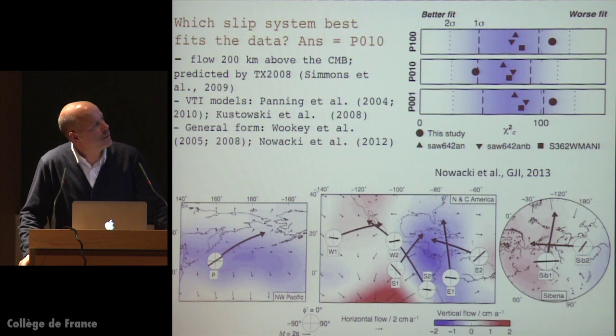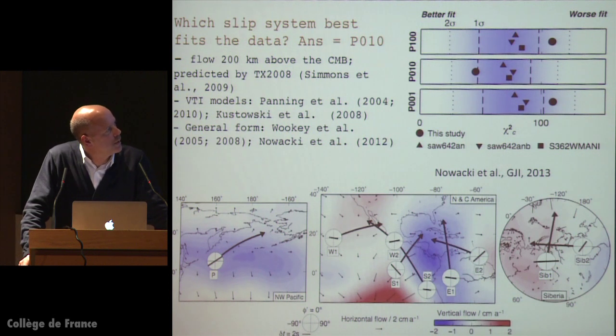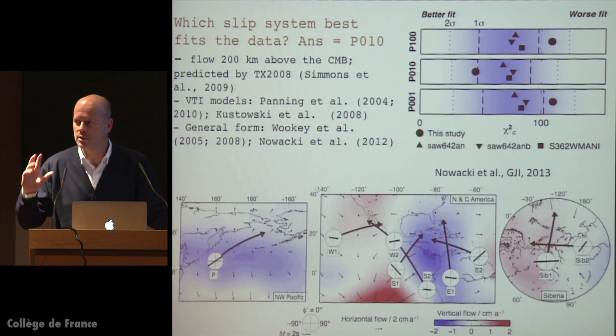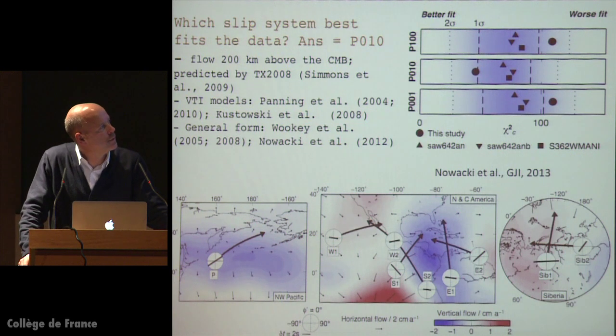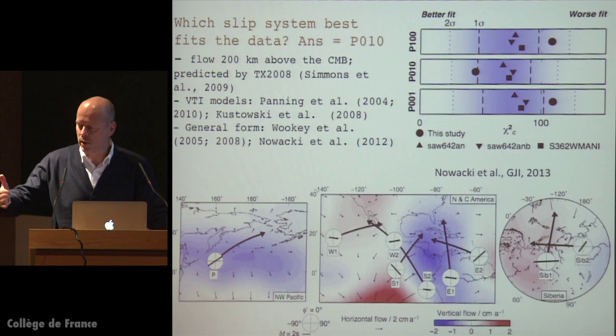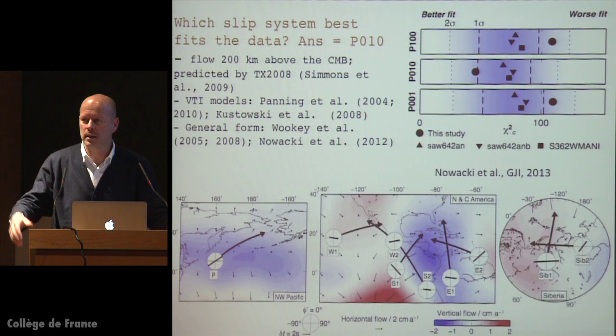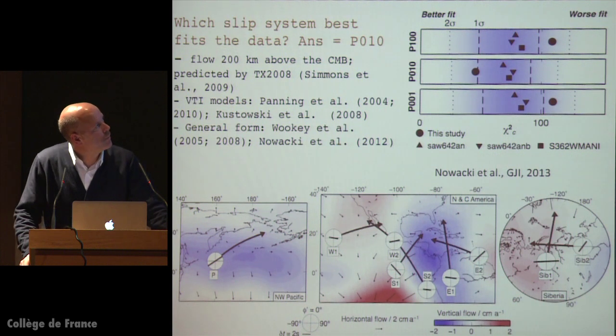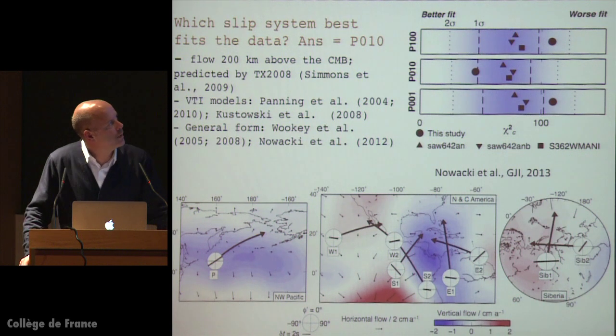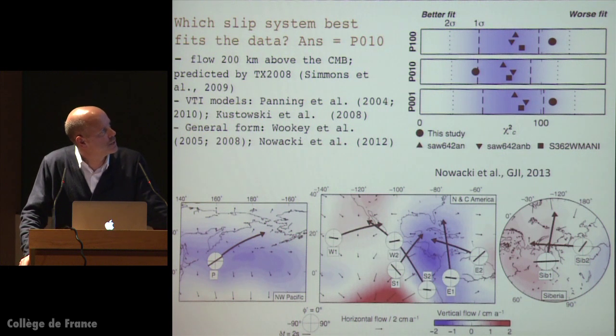So in the upper right, a somewhat confusing diagram. It shows a chi-squared misfit between the observations and the predictions, and this is a circular misfit, not a linear misfit. And it only really looks at the orientation of the shear wave splitting. It doesn't say anything about the magnitude. And we compare in the top how well the 100 dominant slip system fits versus the 010 versus the 001.